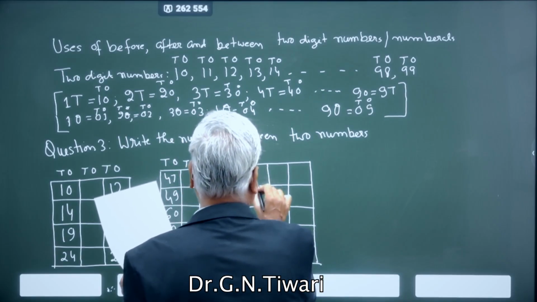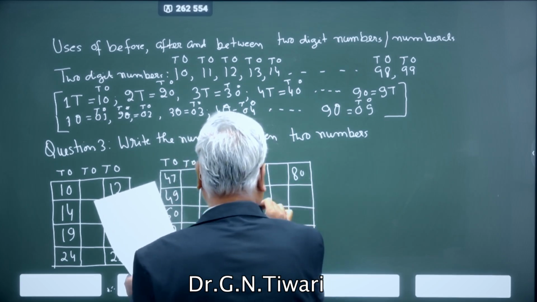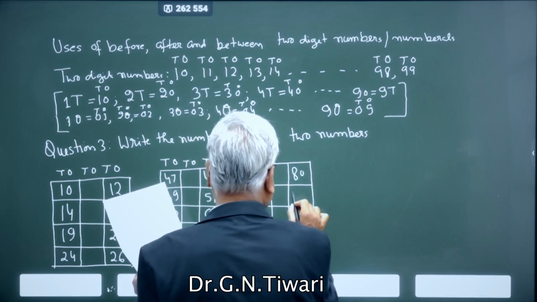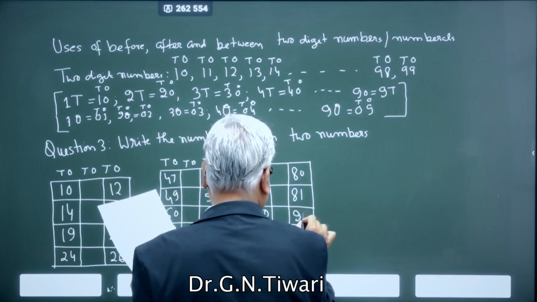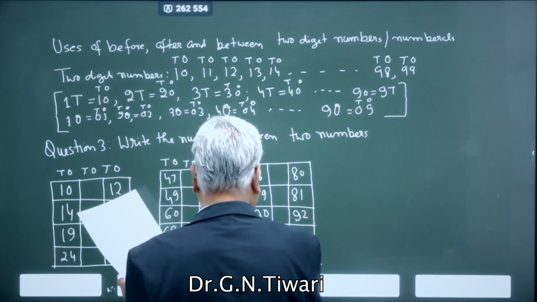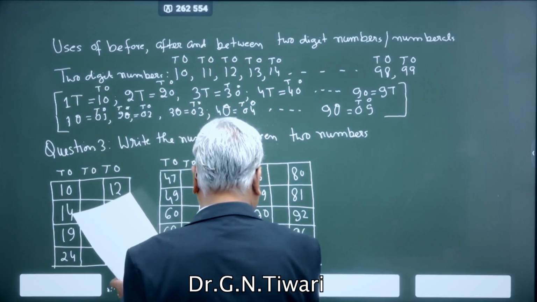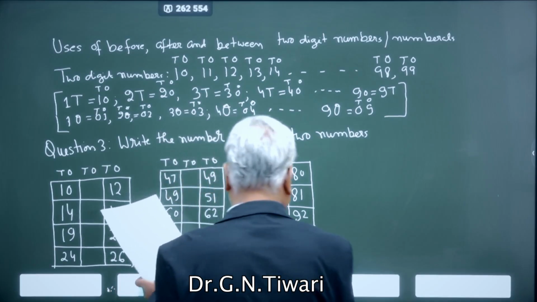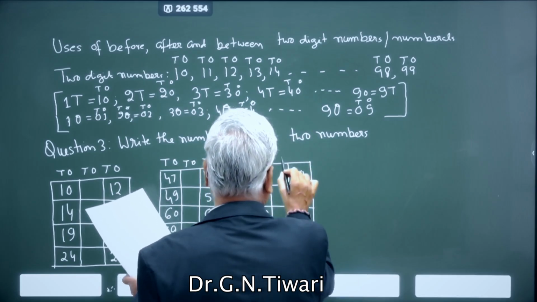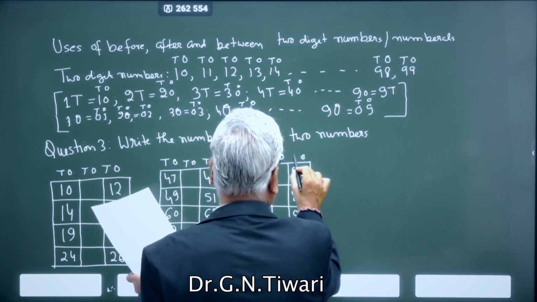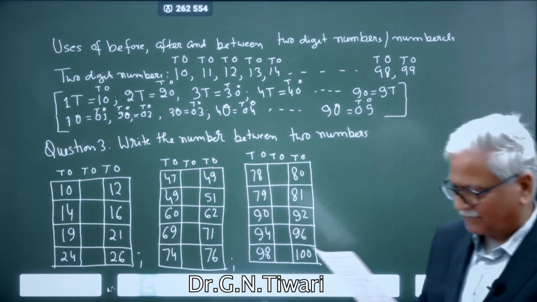Here 78, 80. 79, 81. 90, 92. 94, 96. 98, 100. O, T, O, T, O, T, H. I have not written these for simplification.